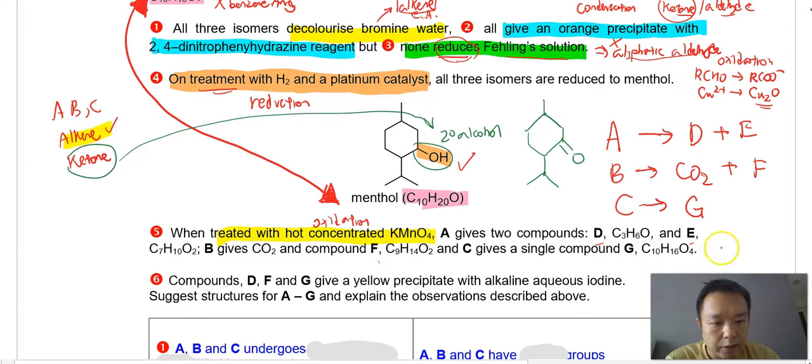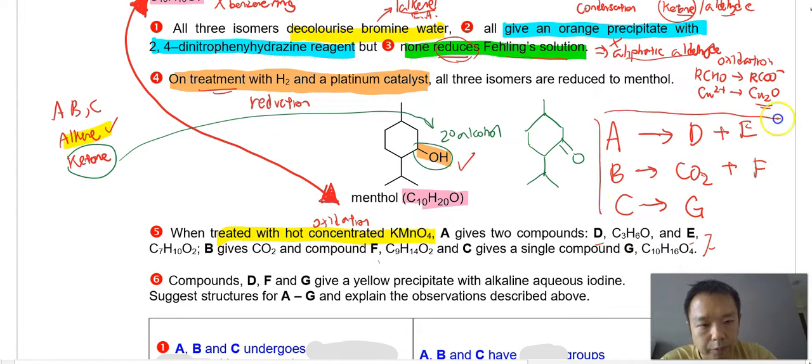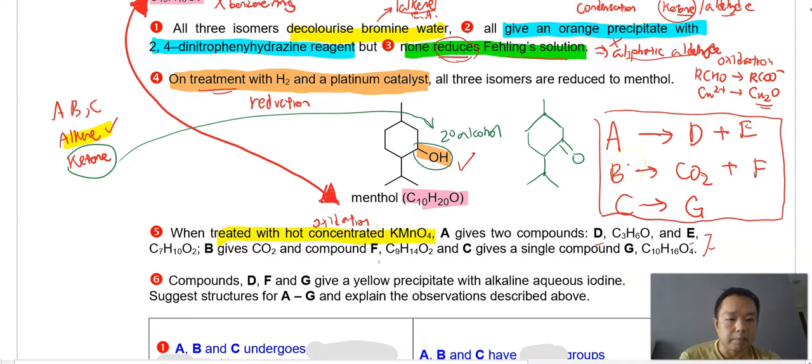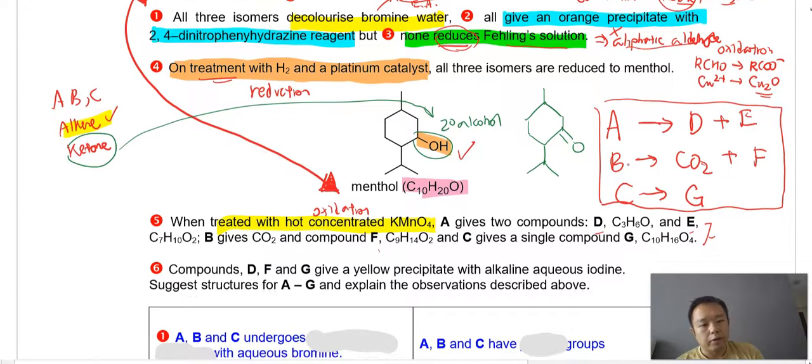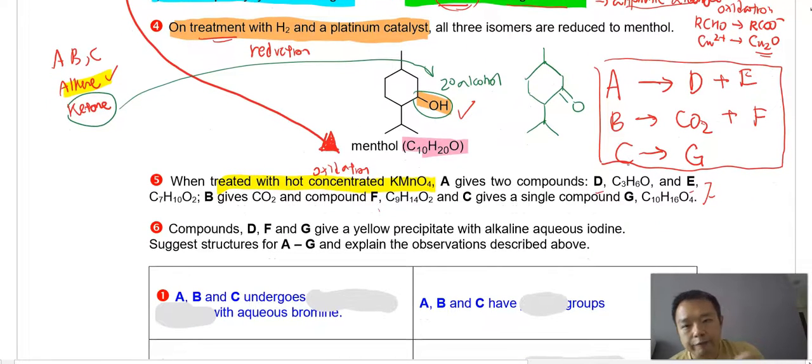Now when you are given such information, a quick way to make sense of it is to actually draw out something like this. Alright, so you can see A gives D and E, B gives CO2 and F, and C gives G. Okay, but there's not much information about all the compounds other than D, F, and G later on. So if you take a look at D, F, and G, they all give a yellow PPT with alkaline aqueous iodine.